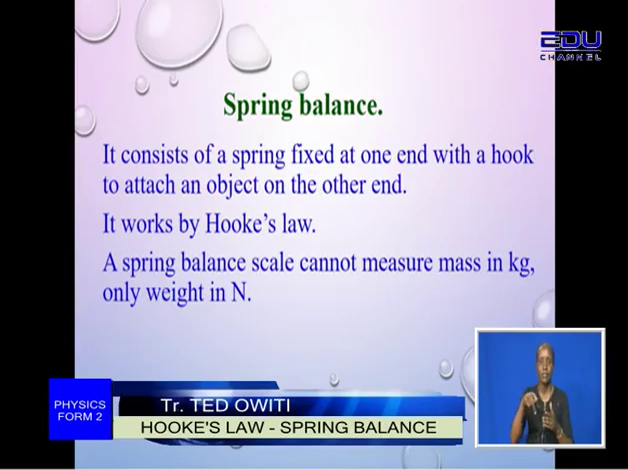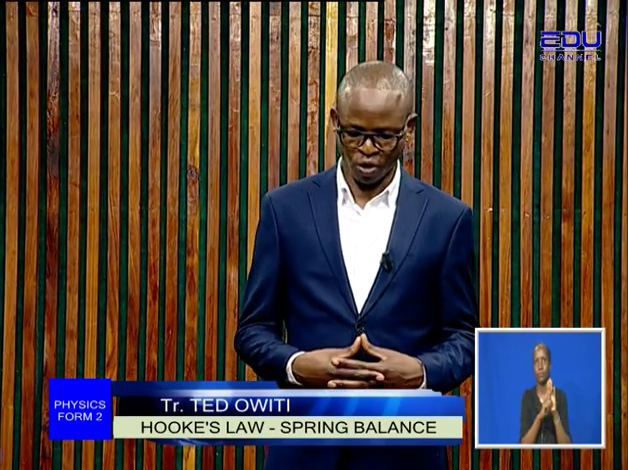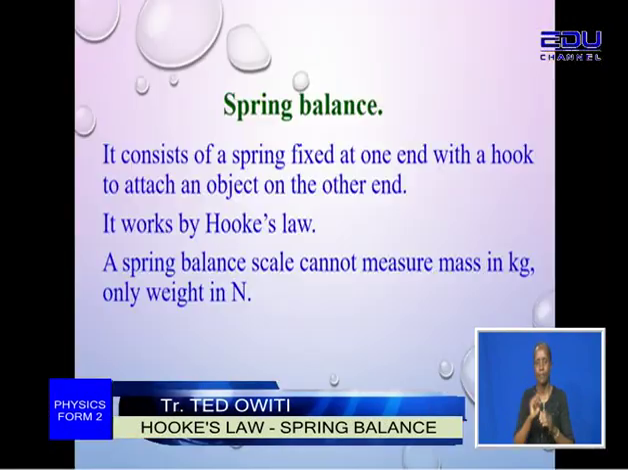The second one is we are going to go straight to a spring balance. So what is a spring balance? A spring balance consists of a spring fixed with a hook on one end and fixed on the opposite end. And it works on Hooke's law. A spring balance scale is usually calibrated in newtons, and it measures weight and not mass. That is a spring balance.